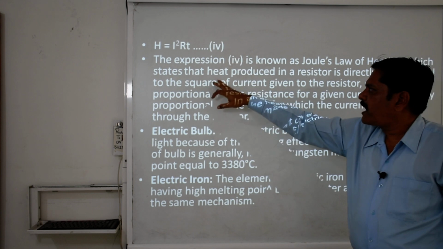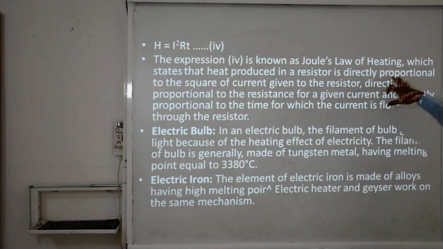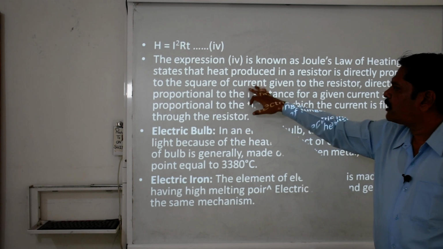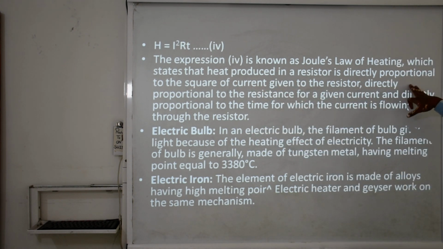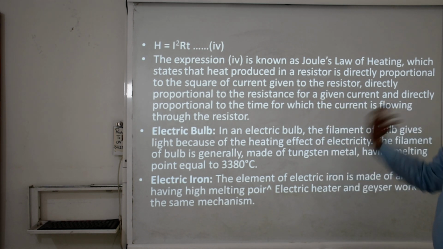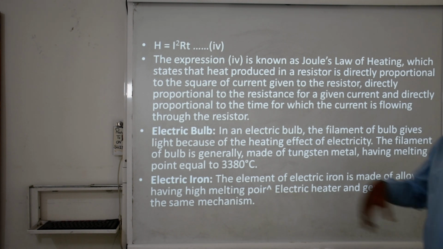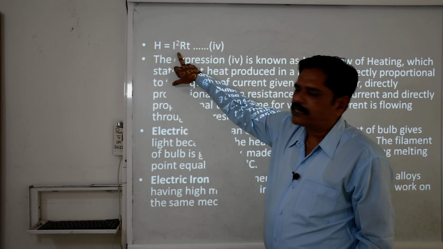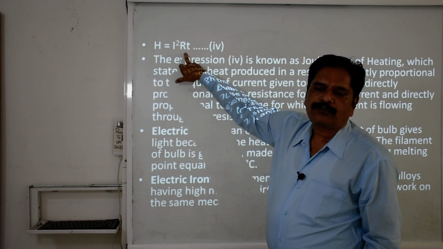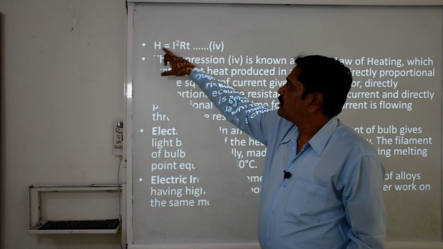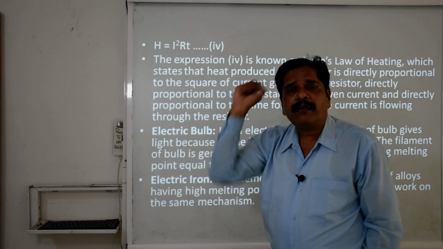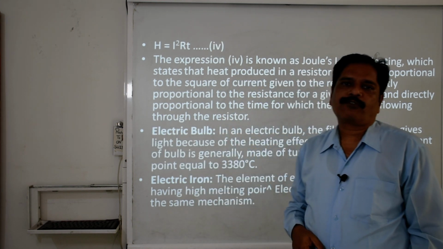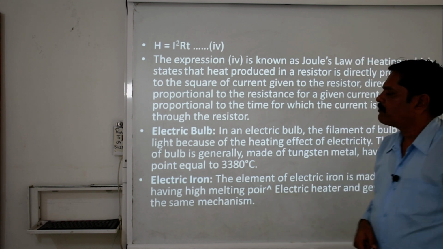It says that the heat produced in a resistor is directly proportional to the square of the current given to the resistor, directly proportional to the resistance, and directly proportional to the time for which the current is flowing through the resistor. So there is a direct relation. H is directly proportional to the square of the electric current, to the resistance of the conductor, and to the time for which the electric current flows. So remember this one.